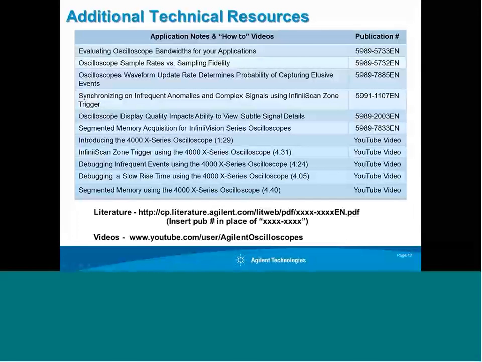The application note that applies most specifically to what I'm talking about here today is the third one, called Oscilloscope Waveform Update Rate Determines Probability of Capturing Elusive Events. And the next one down, Synchronizing on Infrequent Anomalies and Complex Signals Using an InfiniiScan Zone Trigger. Now, we also have several videos. I've listed the ones that I think are most applicable to what we've talked about today. They're available on YouTube. You could simply go to YouTube and put some of the keywords in the search box. You might say zone trigger, and that particular video would probably pop up.